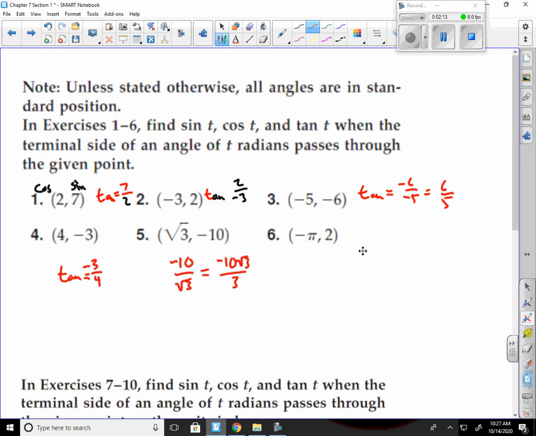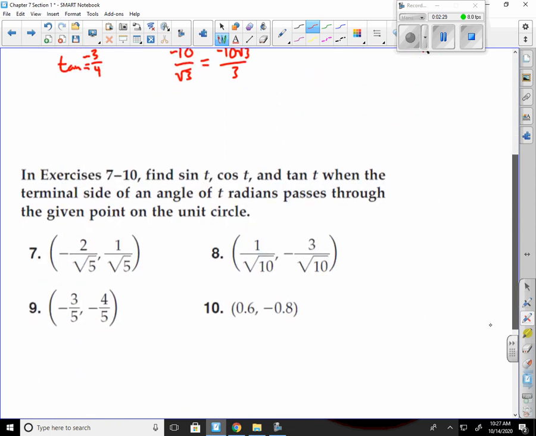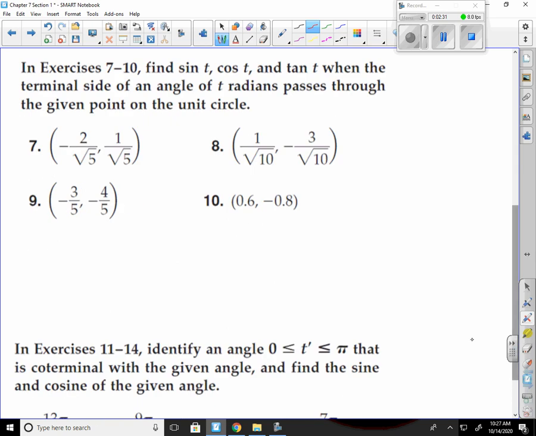Number 6, cosine is negative pi. Sine is 2. The tangent is 2 over pi. And it stays negative. So that was the first 6. We can do the same thing on 7 through 10.